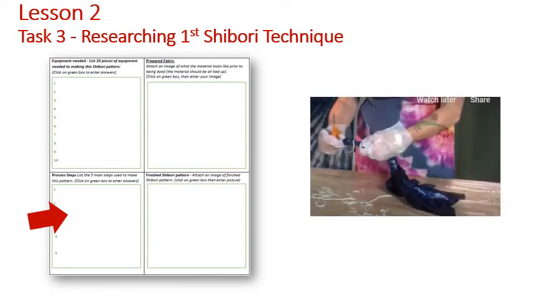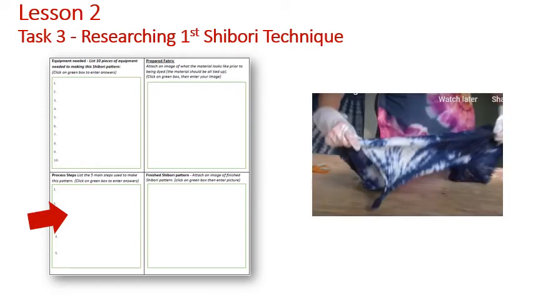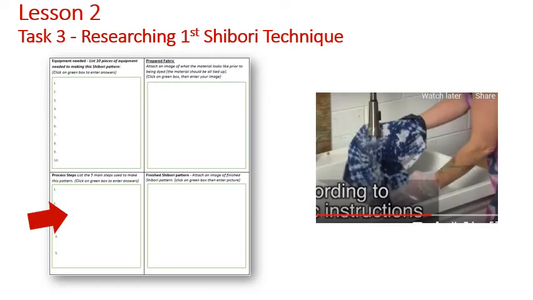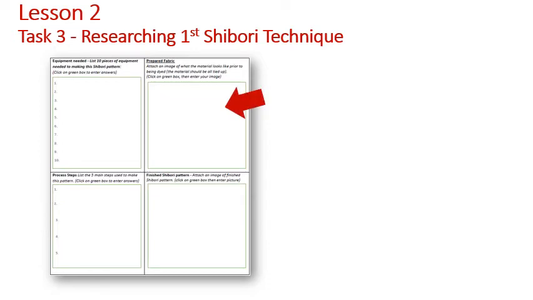This one's pouring dye onto the fabric. Other ones you have to dip your material into the ink. Then you untie it to reveal the pattern created, and then you wash it. So I want 5 steps in the bottom left-hand corner section of this worksheet. List 5 steps. Make sure you click the green box before entering your information.